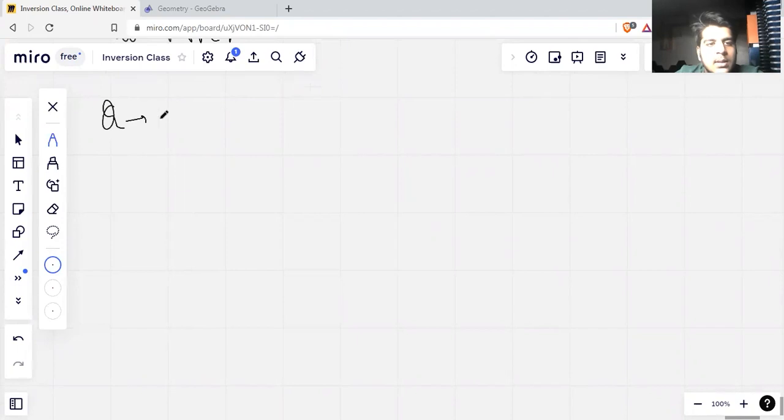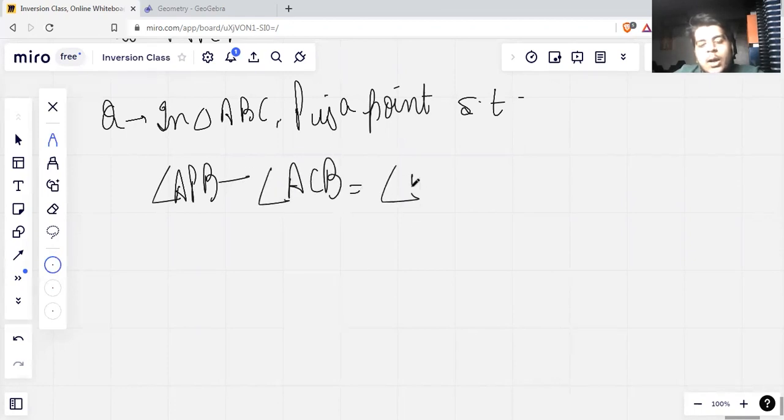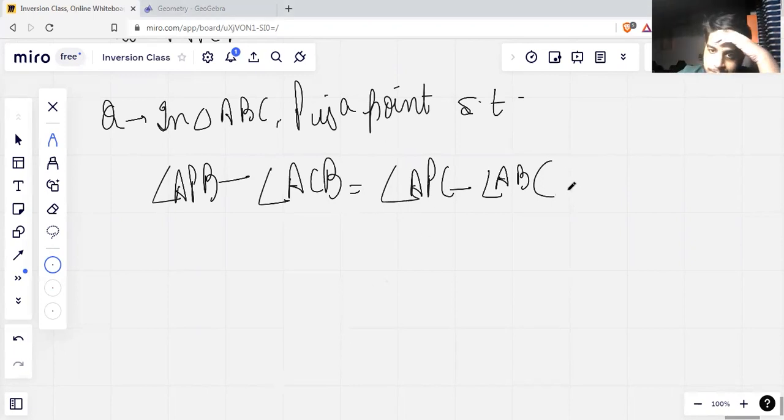The question states, in triangle ABC, P is a point such that angle APB minus angle ACB equals angle APC minus angle ABC. Confirm with the condition. Yeah, so this is correct.